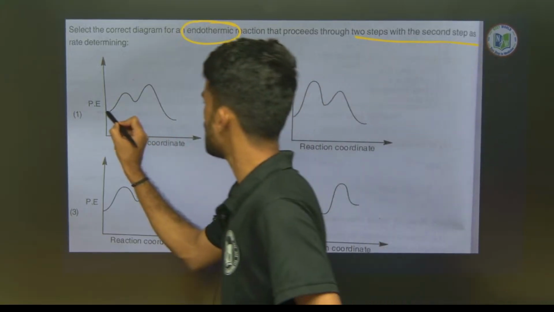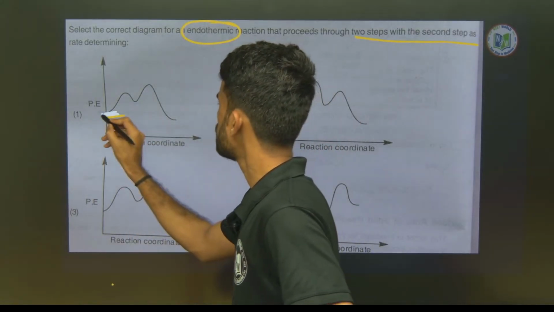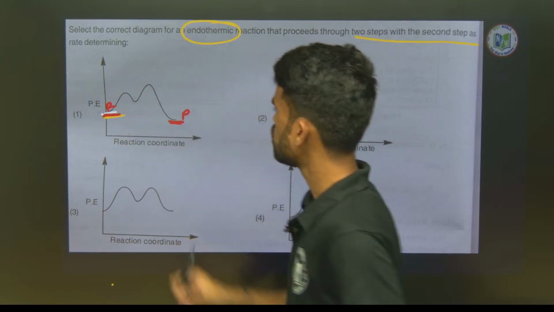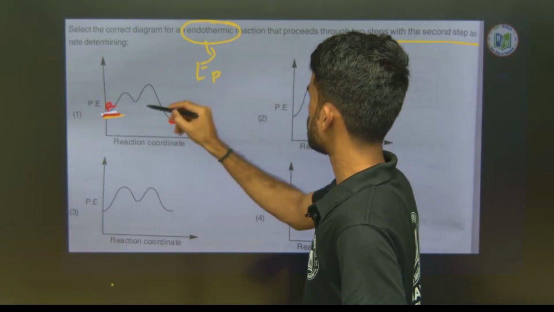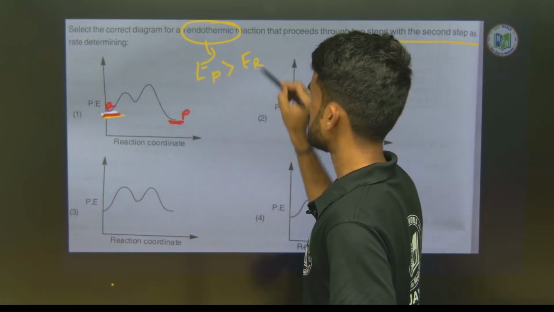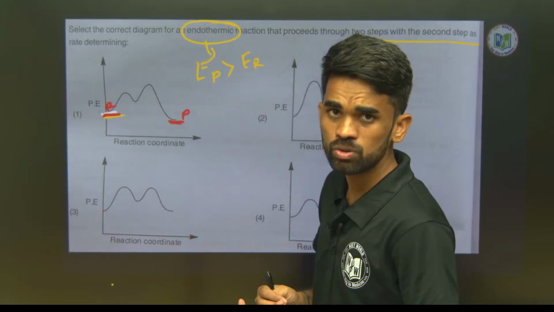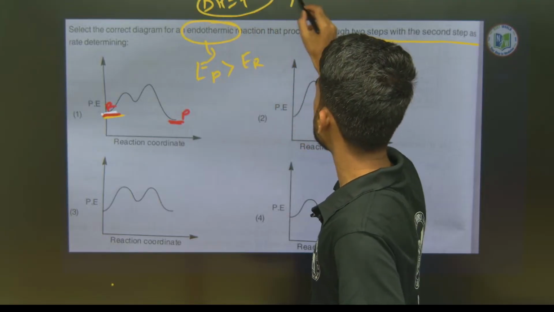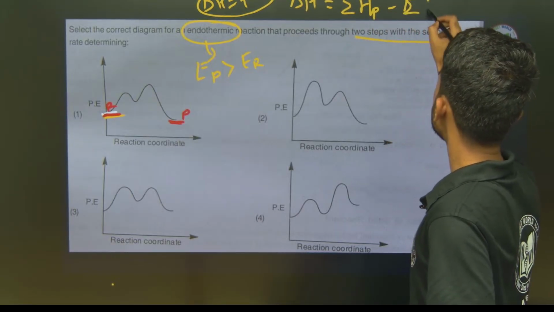See, this is the energy of the starting material, the reactant here, and this is the energy of the product. Now, as I told you, for an endothermic reaction the potential energy of product should be greater than the potential energy of reactant. Therefore delta H, the enthalpy change for this reaction, becomes positive for an endothermic reaction. Delta H should be positive. Delta H is equal to the summation of enthalpy of products minus enthalpy of reactants.